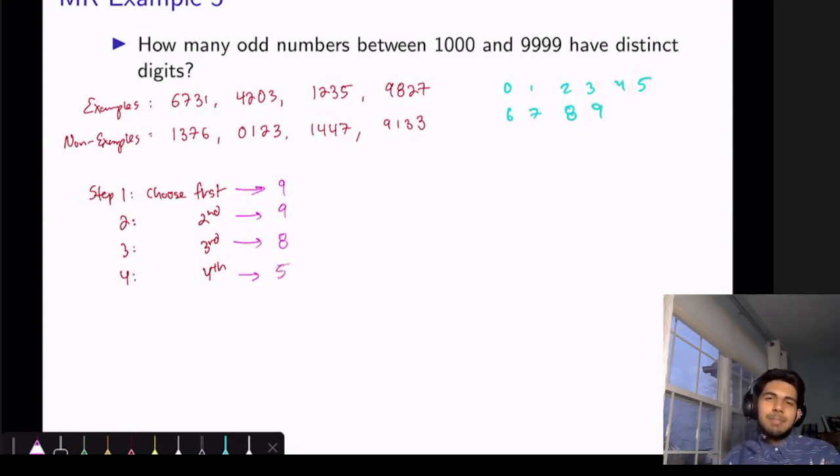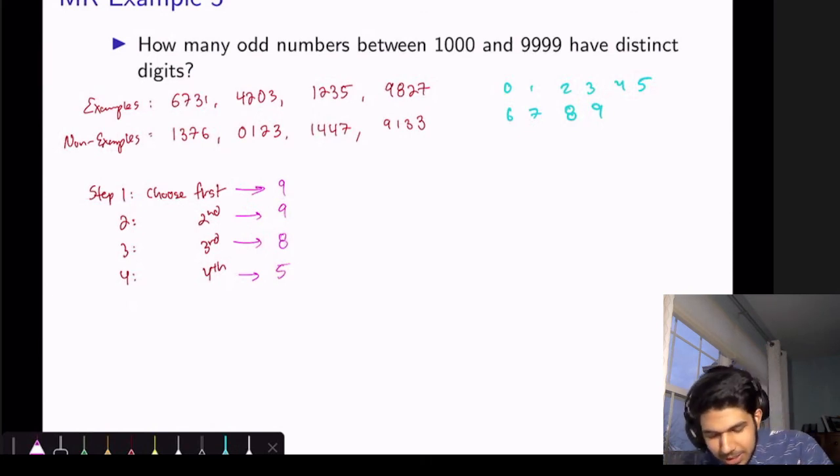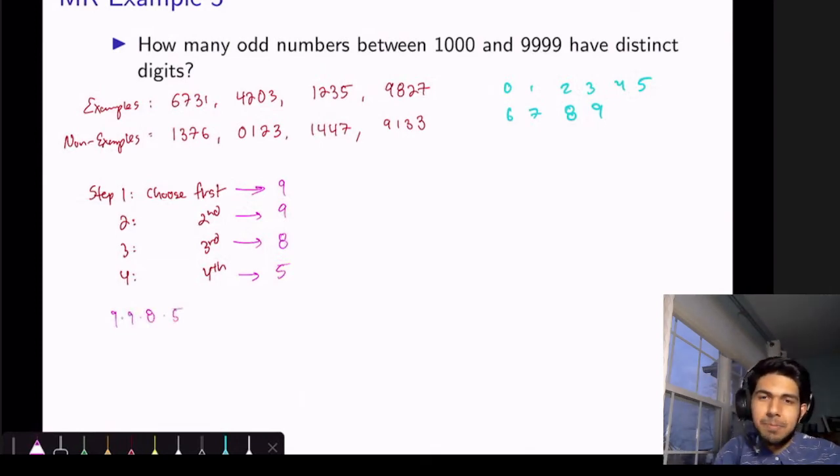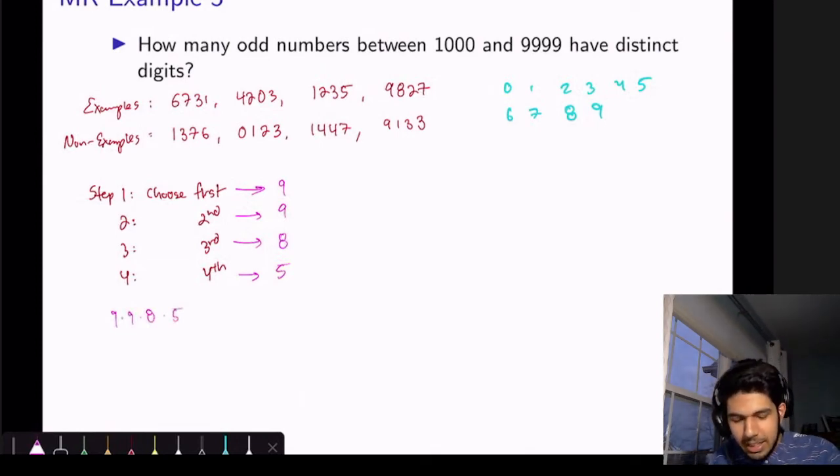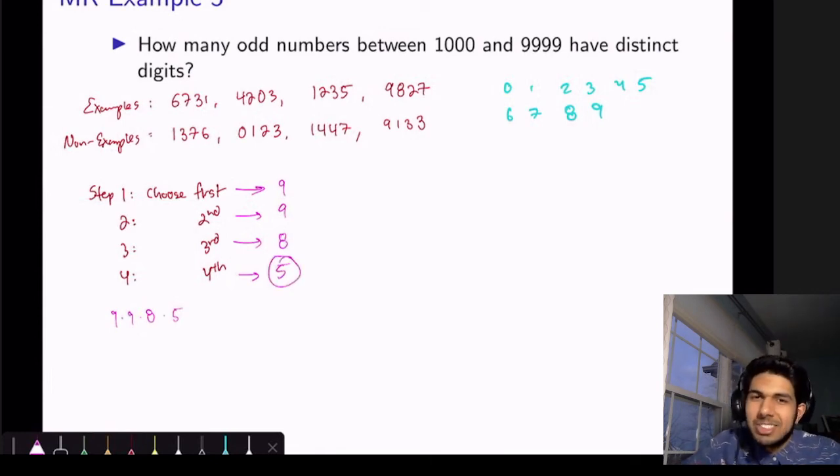But wait a second. If we use the multiplication rule here and we get 9 times 9 times 8 times 5, that's not the right answer. The reason is that this 5 is not necessarily always going to be 5. It could fluctuate, right? We came up with this 5 because there were 5 odd digits, but we failed to take into account if any of the previous digits were odd. Let's say the first digit was odd, but then these two were even, then here we would have 4 choices.